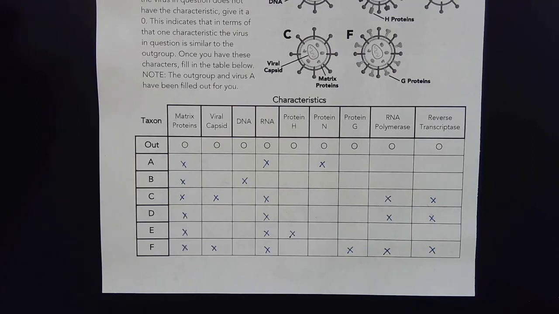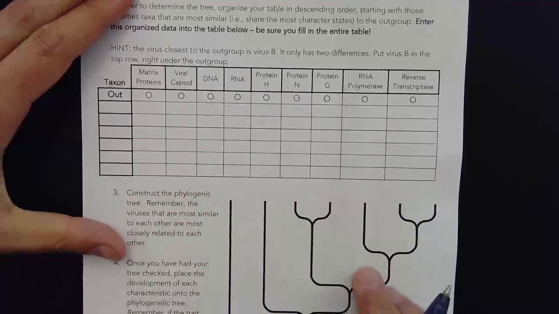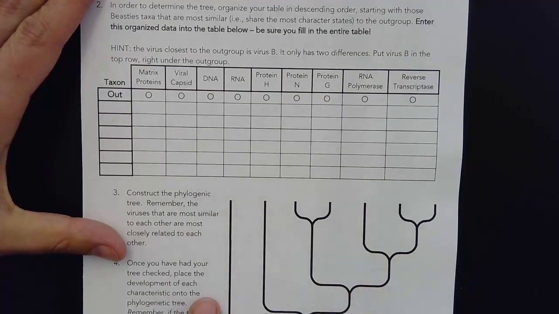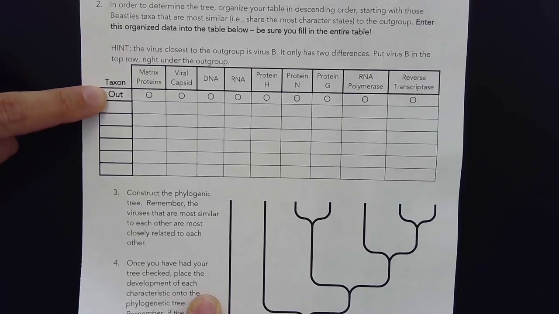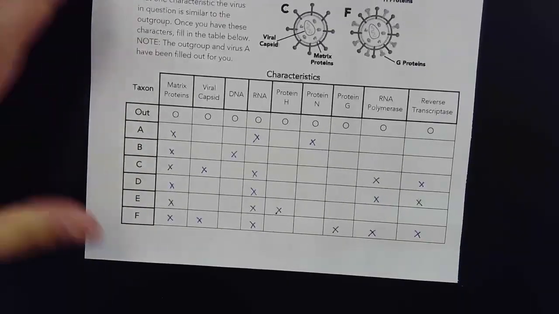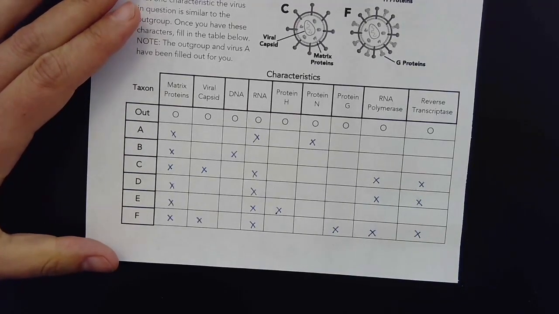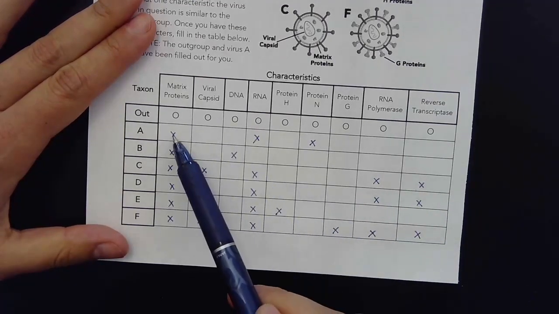Once I have this whole table filled out, I am going to put these things in order. I have a table on the back that allows me to organize these. What I need to do is find the one that is most similar to the outgroup. The one that is most similar to the outgroup is going to have the fewest of the X's.